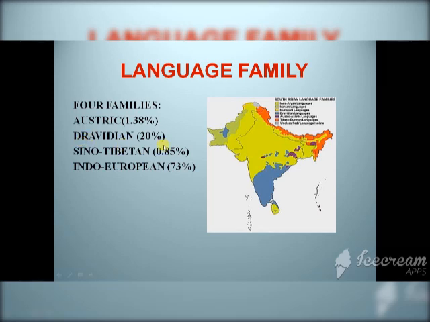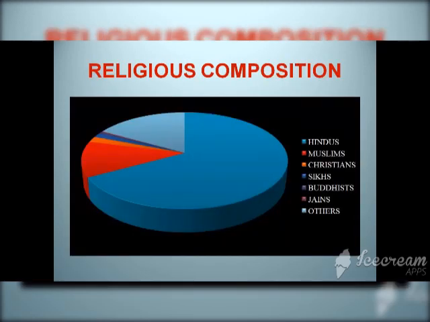Then comes the Sino-Tibetan, which consists of 0.85%. The areas where Sino-Tibetan is concentrated, this orange shade, are Jammu and Kashmir, Himachal Pradesh, Sikkim, Arunachal Pradesh, Assam, Nagaland, Manipur, Mizoram, Tripura, Meghalaya. Then Indo-European: the maximum number of people from the Indo-European family belong to India, the maximum concentration, and it is spoken outside India also, including Jammu and Kashmir, Punjab, Himachal Pradesh, Uttar Pradesh, Rajasthan, Haryana, Madhya Pradesh, Bihar, Orissa, West Bengal, Assam, Gujarat, Maharashtra, and Goa.